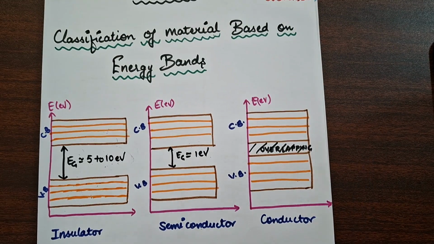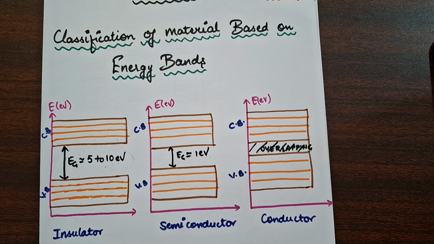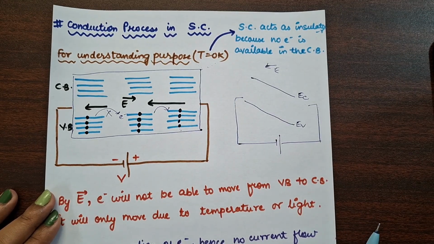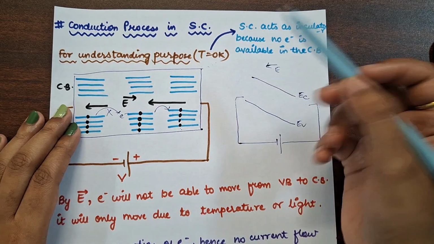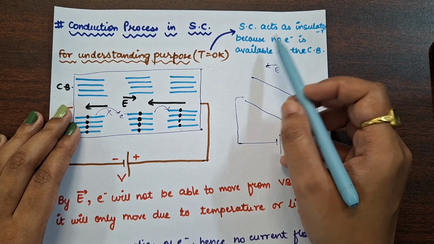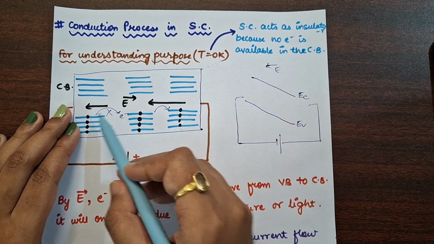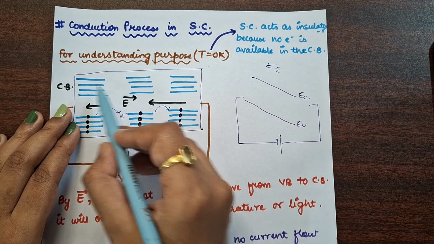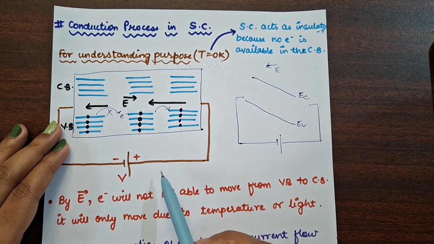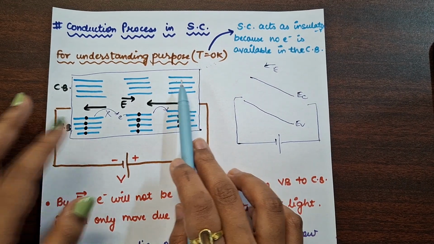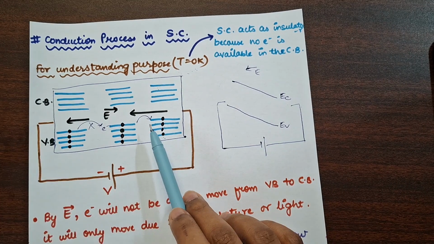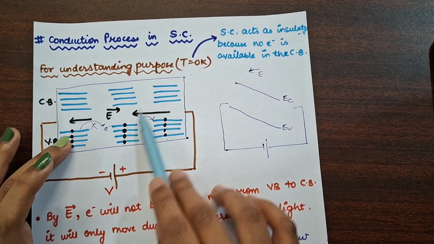Now to understand the actual conduction process in a semiconductor, we have to understand this. So you all know that at 0 Kelvin temperature, the semiconductor acts as an insulator because there is no electron available in the conduction band. There will be no electron present. And for the understanding purpose, I have made this diagram. That is, this is a semiconductor and we have applied a voltage across it.